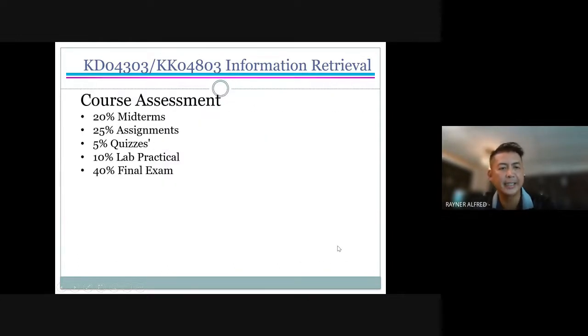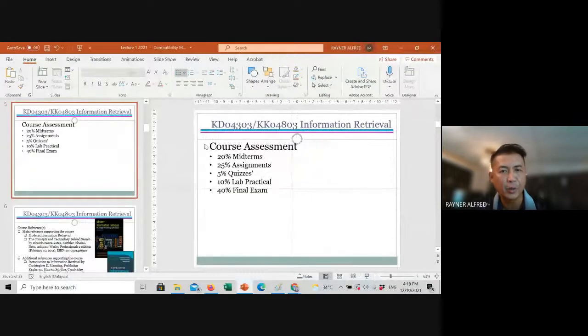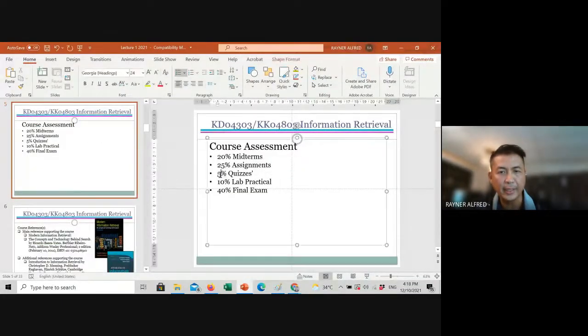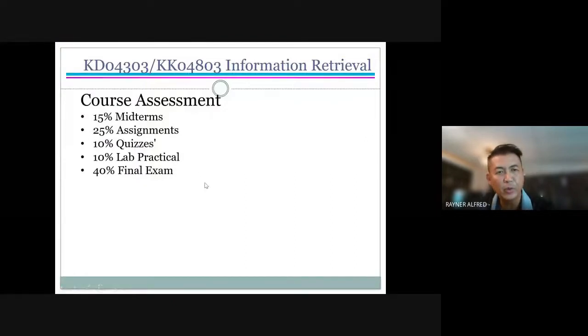And this is the breakdown. So we have updated this one to 10. And your midterm will be 15. Okay, so this is based on the new requirement by MQL. So we are allowed to put more weightage on the quizzes.